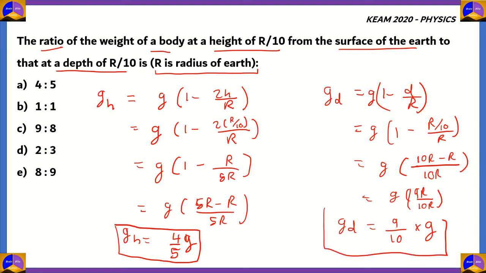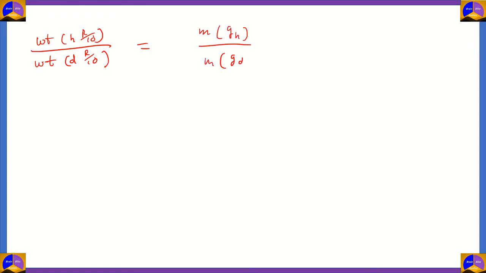So now we know the acceleration due to gravity at a height of R by 10 and at a depth of R by 10. Now we are going to assume that the body has mass m. So we need to find the ratio of the weight of the body at a height to that at the depth. So therefore basically what we are calculating is weight at height R by 10 divided by weight at depth R by 10. So that is equal to m times g of h divided by m times g of d. You can cancel the m's, the masses, because we're looking at the same body. So it's basically gh divided by gd.